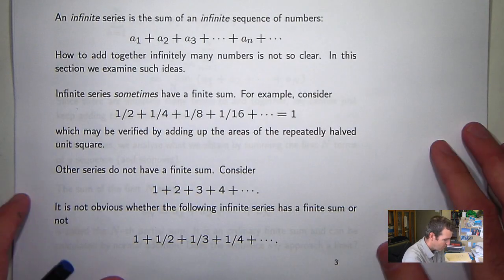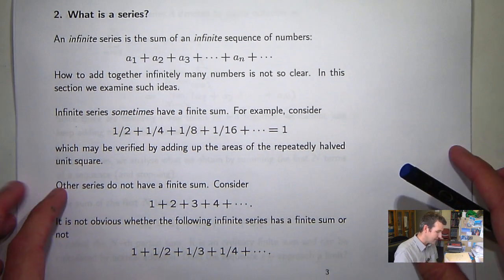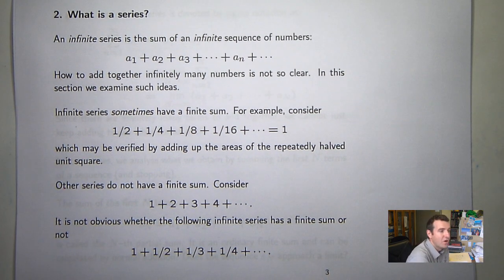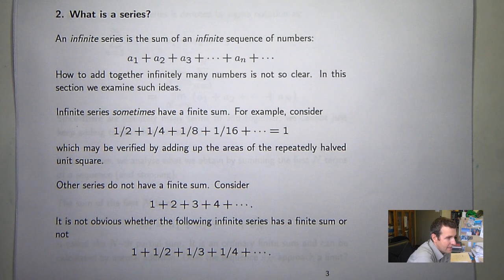So let's get on to what is a series. Well, an infinite series is just the sum of an infinite sequence of numbers. So here you can see I've got a1 plus a2 plus a3 plus, and the 3 dots there mean we just keep on adding terms together. Now it's not obvious how you actually add together an infinite set of numbers. So this is one of the ideas we're going to discuss.